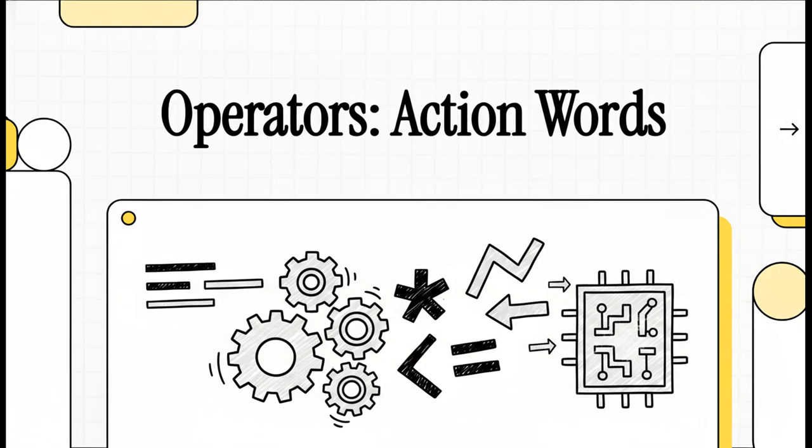So we all know that code is basically just a list of instructions, right? But have you ever stopped to think about how it actually does anything? Well, that's exactly what we're digging into today. We're talking about operators, the powerful action words of programming.